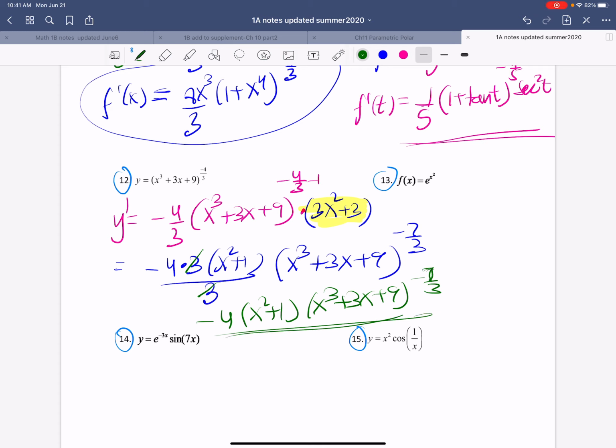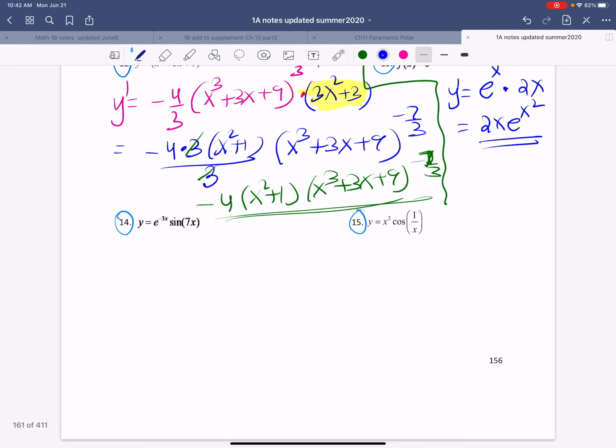Next we have f of x is equal to e to the power x squared. The derivative of e to some power is e to the same power times the derivative of the inside function, because you're not dealing with just e to the power x, it's something more than x. It's x squared. So we'll multiply by the derivative of the inner function, which is 2x. 2x e to the power x squared is the derivative in this case.